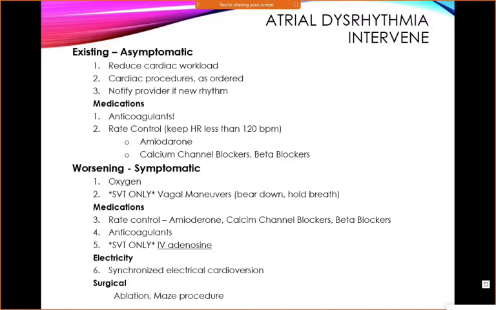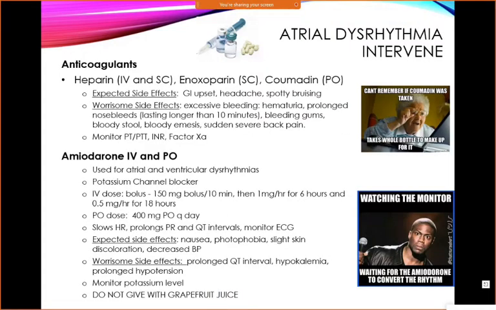So we're going to talk a little bit about the anticoagulants. They are here again. Remember, they're only here for the atrial people who are living in atrial rhythms. A-flutter, AFib will get anticoagulants just to prevent any clots from forming and causing strokes. Amiodarone is an antiarrhythmic.